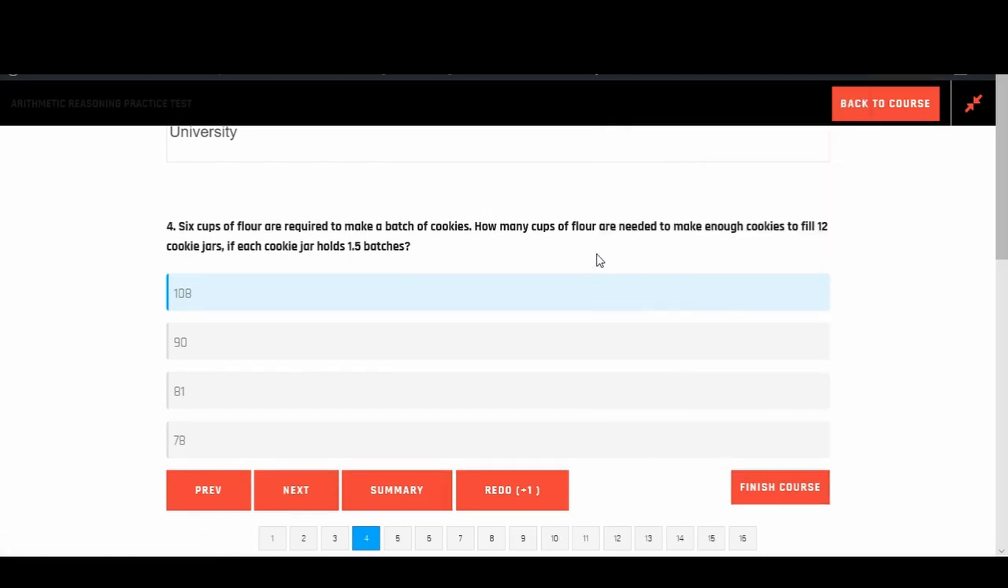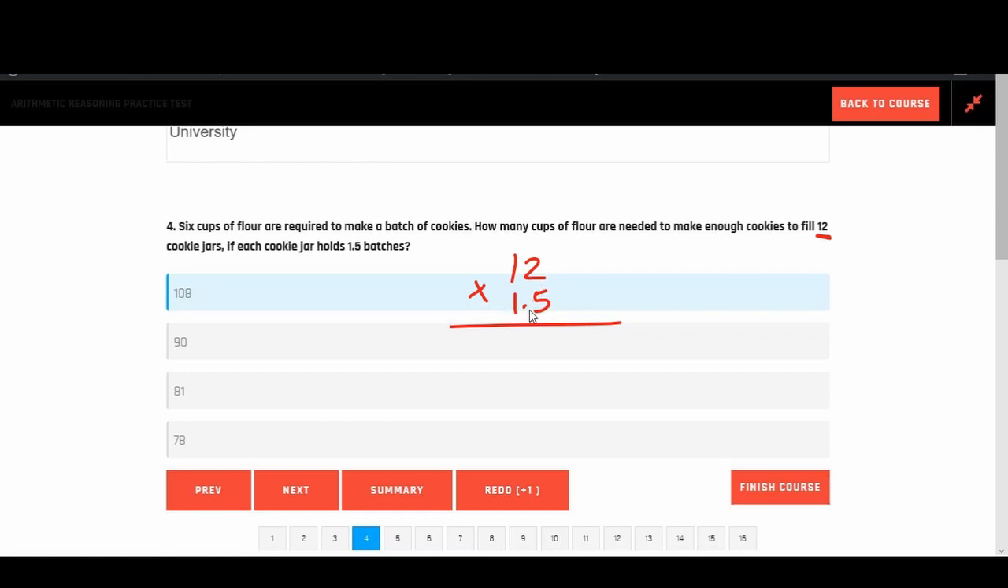Okay, number 4 says 6 cups of flour are required to make a batch of cookies. How many cups of flour are needed to make enough cookies to fill 12 cookie jars if each cookie jar holds 1.5 batches? So the first thing I'm going to do is find out how many batches are in all 12 cookie jars. So I'm going to take 12 and multiply it by 1.5. This will tell me how many batches in total I'm going to need.